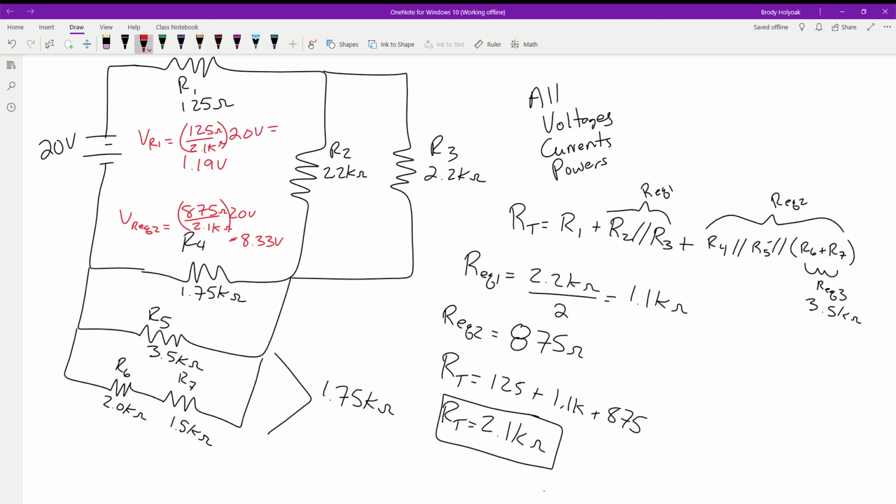Everybody good with those? Where are we at? Now, we can get the voltage across this other branch. We simply add these two together and subtract that from 20. So the voltage drop across our R equivalent 1 is equal to the 20 volts minus the 1.19 minus the 8.33 volts.